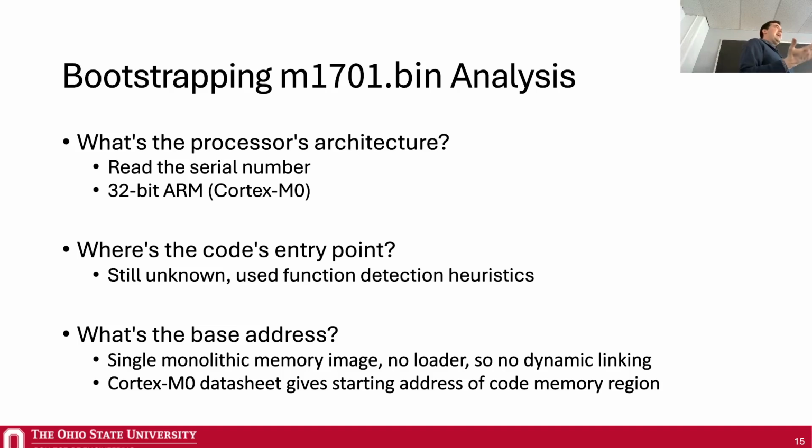So bootstrapping the actual analysis of this firmware from those photos and figuring out which processor this firmware belongs to, we could then read the serial number off of that chip and find the data sheet for it. So that's how we figured out that this was a Cortex M0 and that's a 32-bit ARM processor.